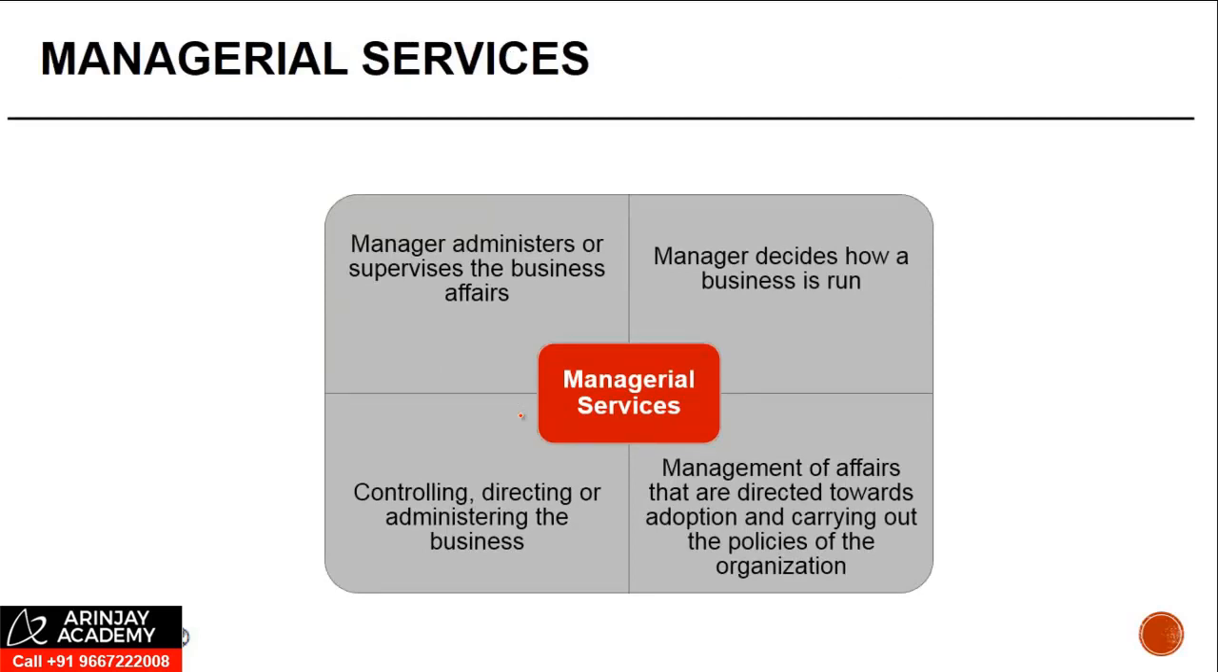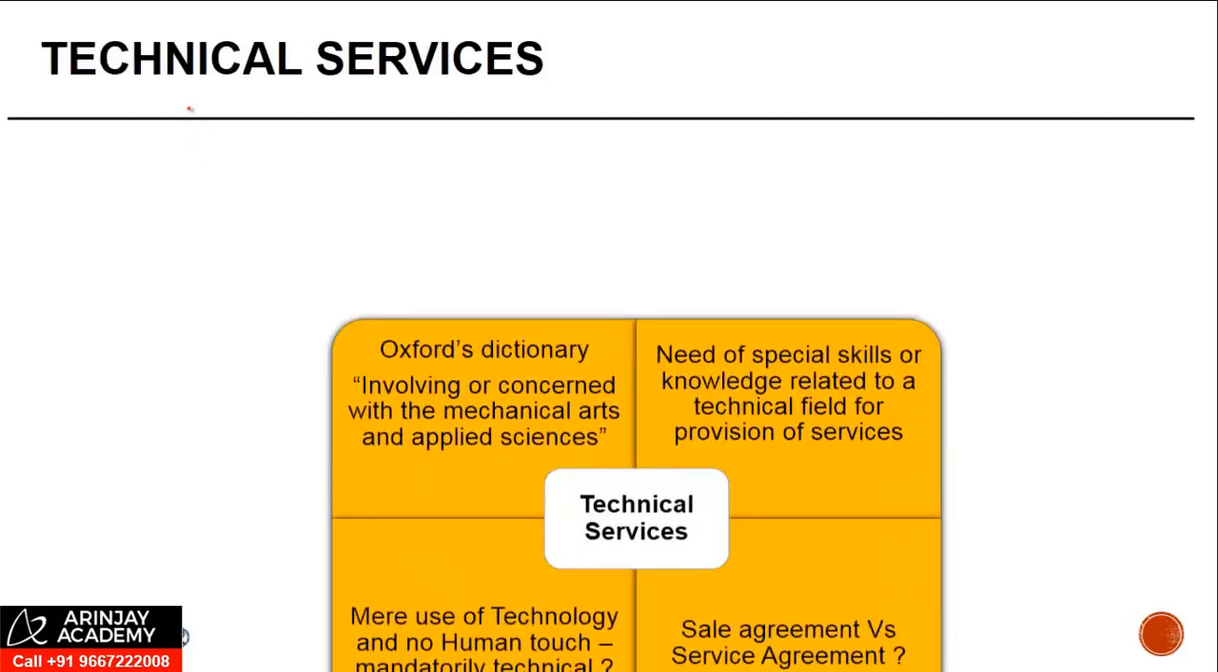So what is managerial services? A manager basically administers or supervises the affairs of the business. He decides how a business is to be run. He controls, directs, and administers the business. And then the management refers to the management of the affairs that are directed towards adoption and carrying out of the policy of the organization. Right? If these conditions are satisfied, they amount to managerial services.